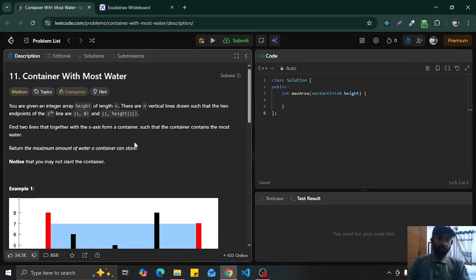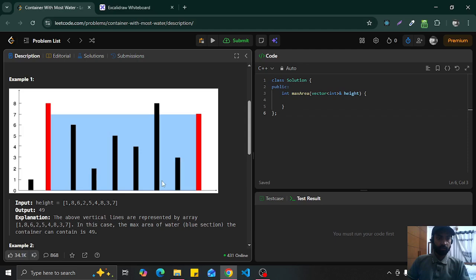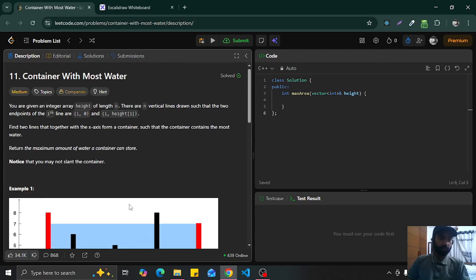So in the description they're saying that you are given an integer array height of length n. There are n vertical lines drawn such that the two endpoints of the ith line are (i, 0) and (i, height[i]). So what they're actually trying to say is that they're going to give us an array with the height of the lines. We can call them columns for this example. So we are going to get the height of the columns in the array. And find two lines that together with the x-axis form a container such that the container contains the most water. Return the maximum amount of water a container can store.